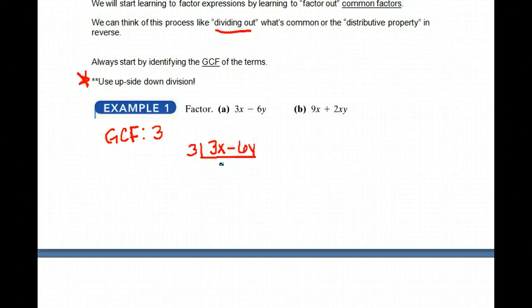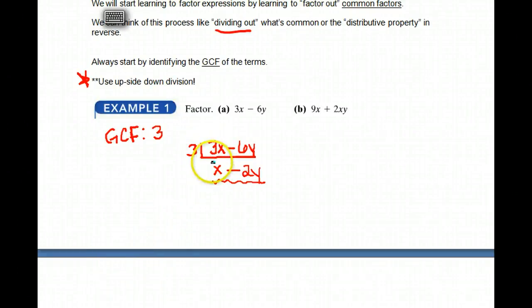So now you want to think to yourself, 3x divided by 3 would leave me with what? Well, it leaves me with x. Negative 6y divided by 3 would leave me with what? Well, it would leave me with negative 2y. Once you complete that upside down division, you look at the expression that you just created and check to see if there are any further factors, or GCFs, that you can remove from that expression. In our particular example, there are not.